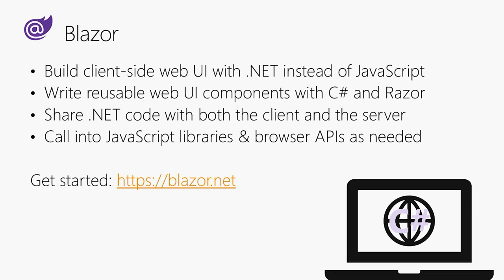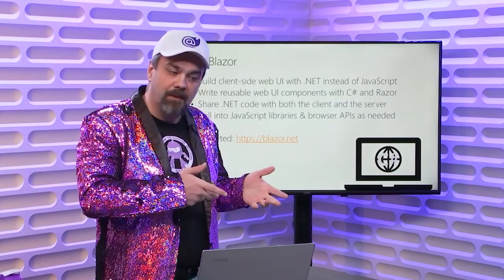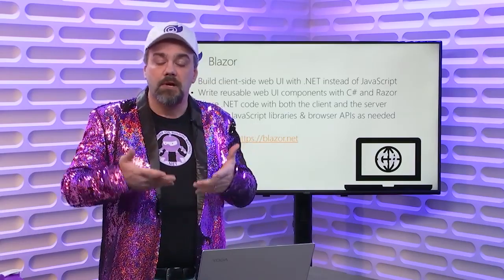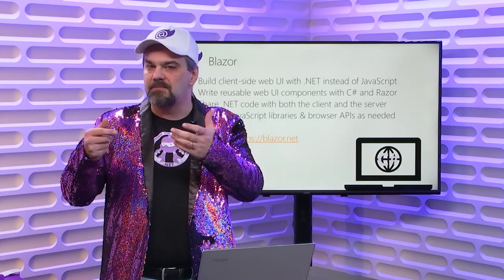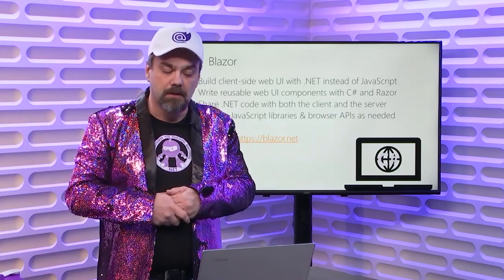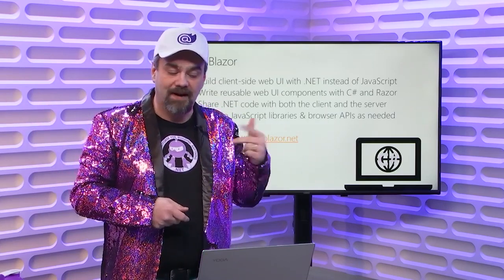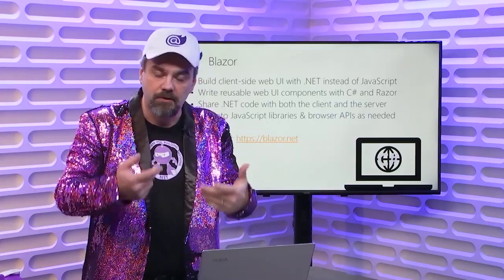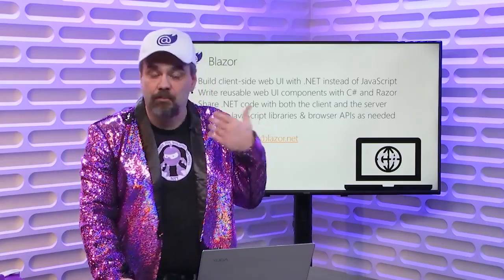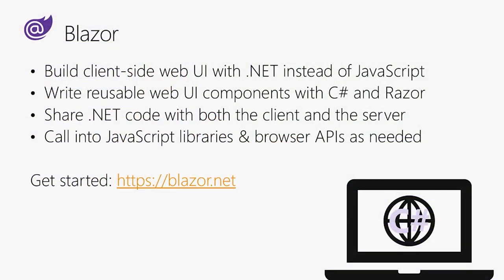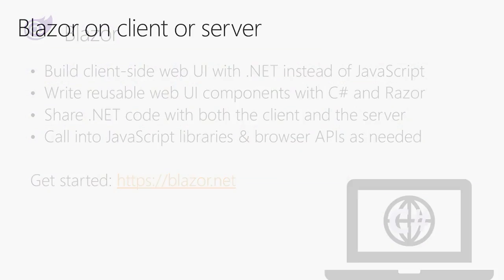Also with Blazor, you can call into JavaScript libraries and browser APIs as needed. That's pretty big. Typically with web forms, right, we emit some code. We emit some markup that will call JavaScript that is already written and built for the browser. But you can call that directly now from your .NET code. You can learn more at blazor.net, or you can keep watching this video here with me. So I hope you stay tuned.